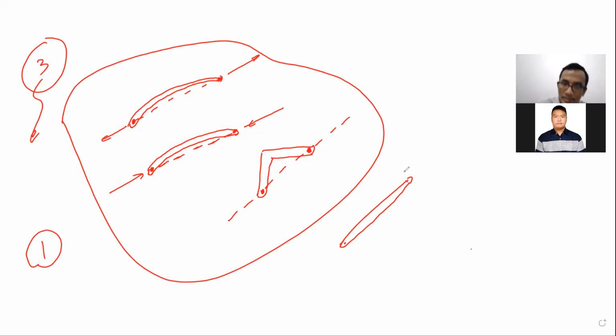A two force member does not necessarily have to be straight. It can be bent like this, or it can be at an angle like this.